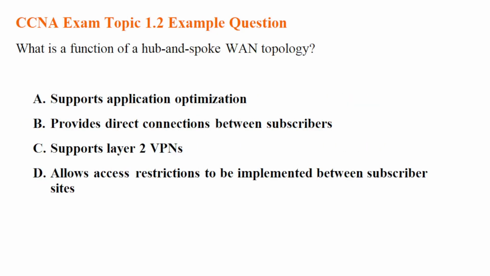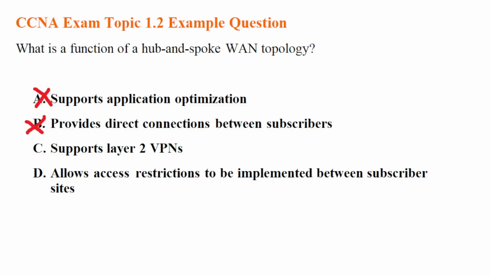But what is a function of a hub-and-spoke WAN topology? In hub-and-spoke, all traffic between spoke sites goes through a central hub site. A. Supports application optimization. While WAN optimization can be implemented within a hub-and-spoke topology, it's not a function of the topology itself. B. Provides direct connections between subscribers. No, this describes a mesh topology, not hub-and-spoke.